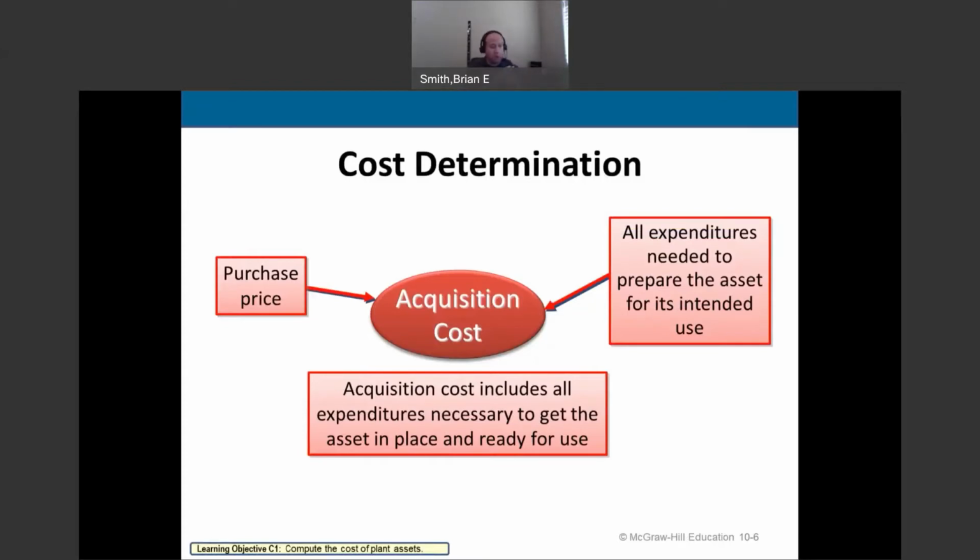Sales tax, you bet we're going to be paying sales tax unless you live in Oregon or some places that don't. I think Oregon doesn't do sales tax. Oregon and a couple other places.